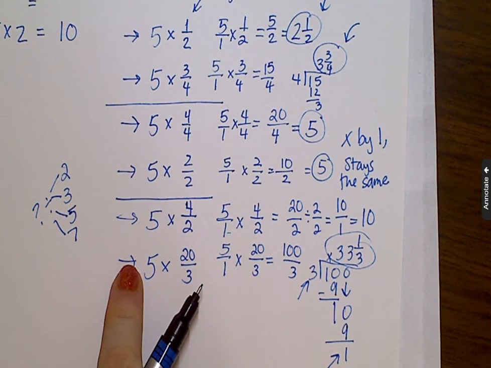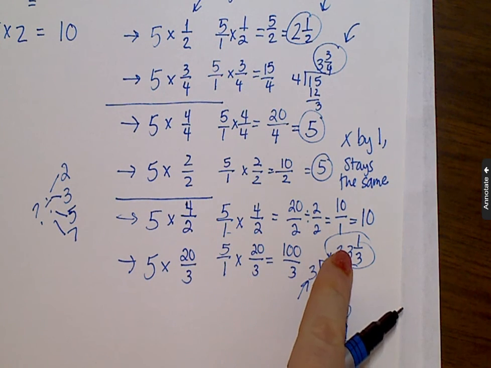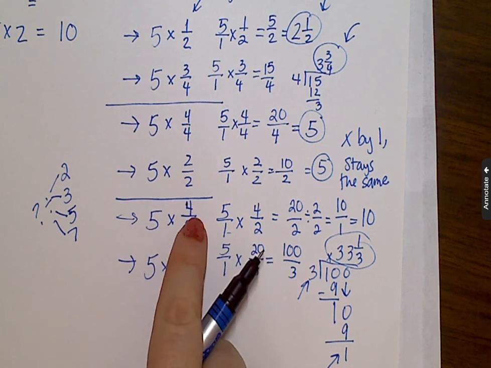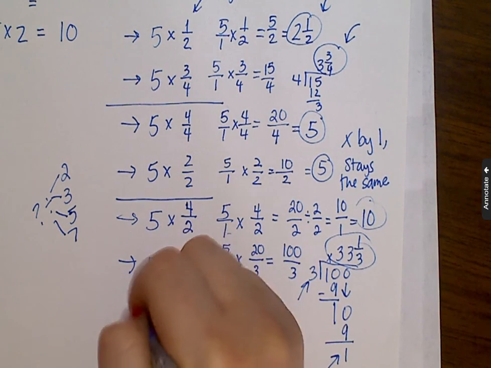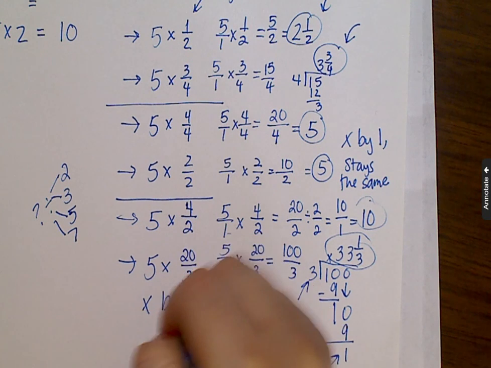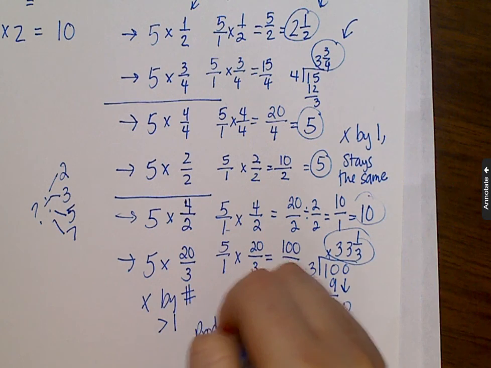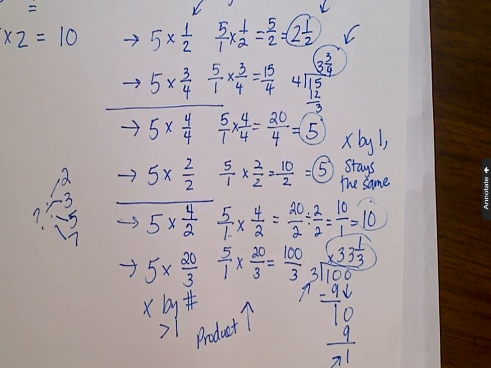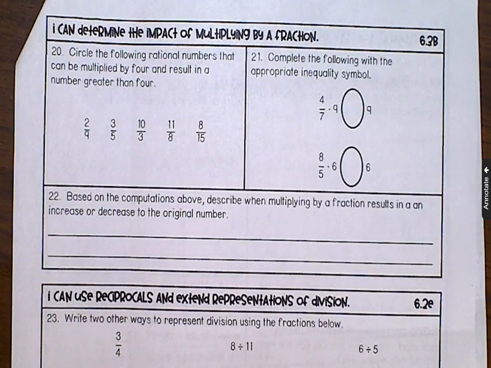So now, when I multiply by a number greater than 1, my product is greater. When I multiply that 5 by a number greater than 1, my answer is greater. So if you multiply by a number greater than 1, your product is going to increase. It's going to be bigger than that original number. Okay? So that's just something to say before I have you guys solve these on your own.